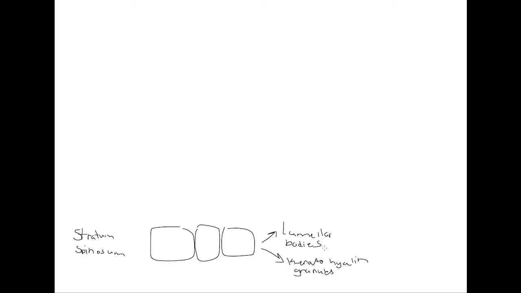Okay. So what do these two things do? Well, as these keratinocytes move through the spinosum, right? The spinosum is a thick layer of cells. I'm only drawing one layer of cells for now. I'm not going to talk about how thick the layers are, but if you want, you can look it up. But anyways, as these keratinocytes move through the stratum spinosum, eventually they'll reach a layer called the stratum granulosum.